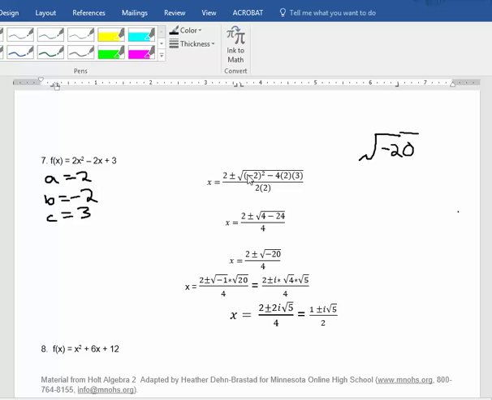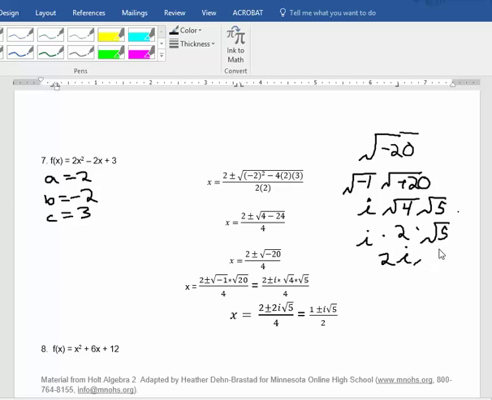All right, so we have to simplify that. This is how we simplify it. We write this as the square root of -1 times the square root of positive 20, because the square root of -1 is I. And now I have the square root of 20, which I'm going to write as the square root of 4 times the square root of 5. Again, we're using square root of 4 because it's a perfect square. Square root of 4 is 2. So I have I times 2 times square root of 5. We don't ever put the I and then the number, so we're going to rewrite this as 2I times the square root of 5. And that's what I have right here.